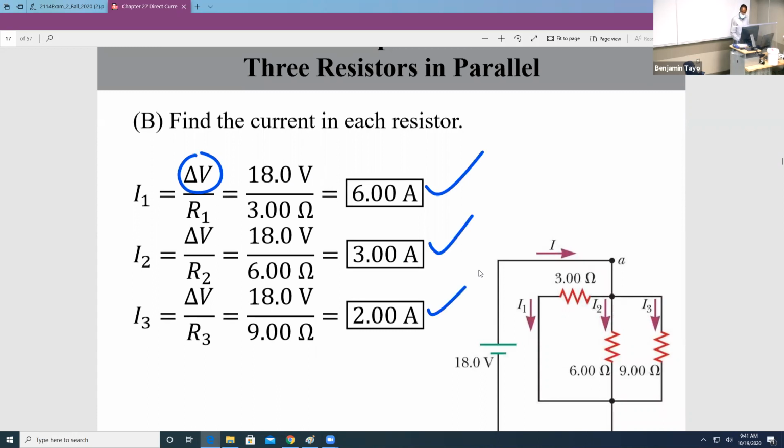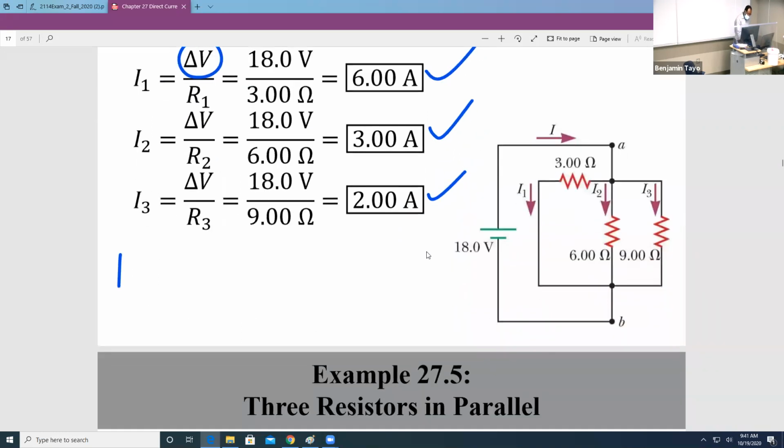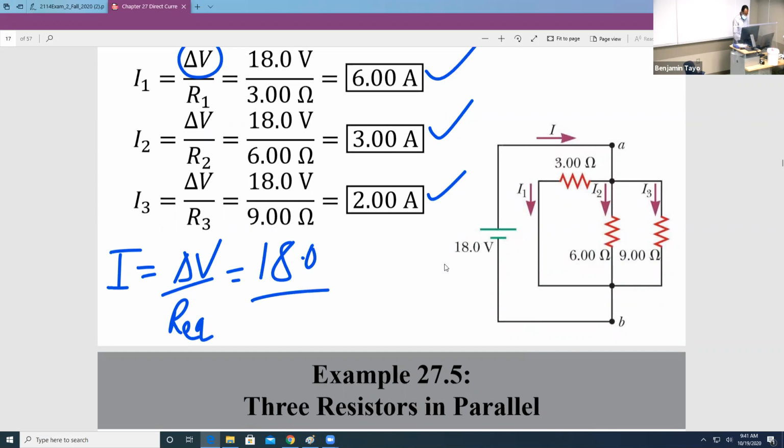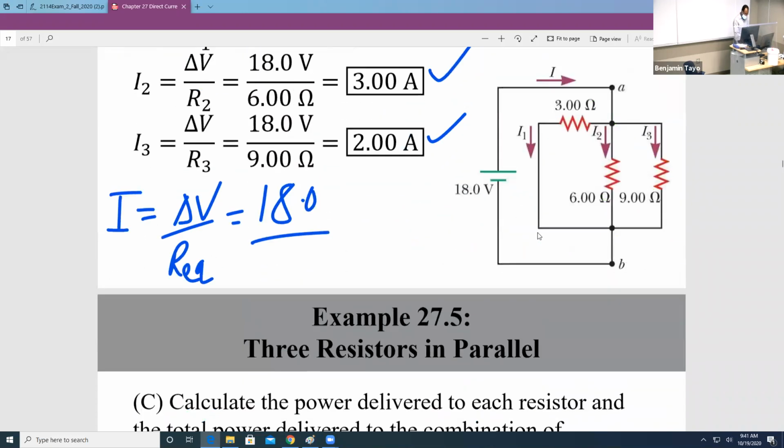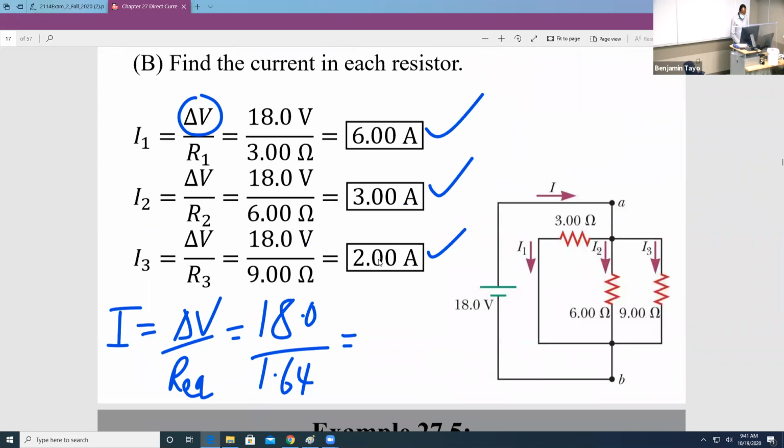and my I3. Now, what is I? You can calculate I total by doing delta V over R equivalent, which is 18.0 divided by 1.64. If you do that correctly, you should get, let me see if I have my calculator here.